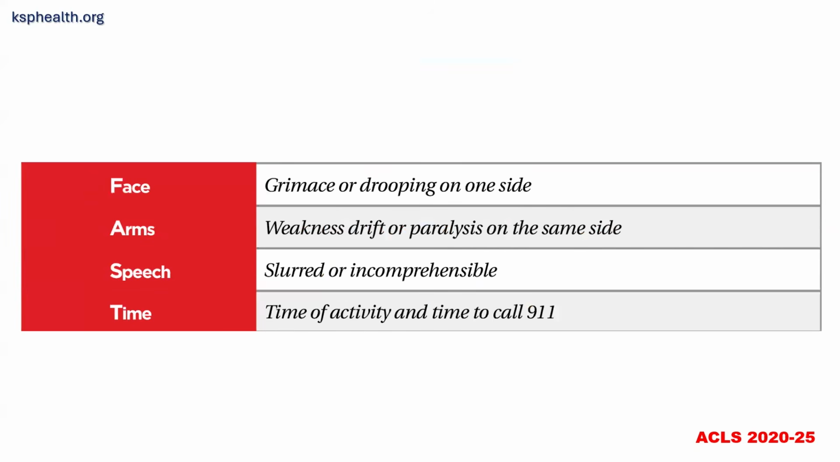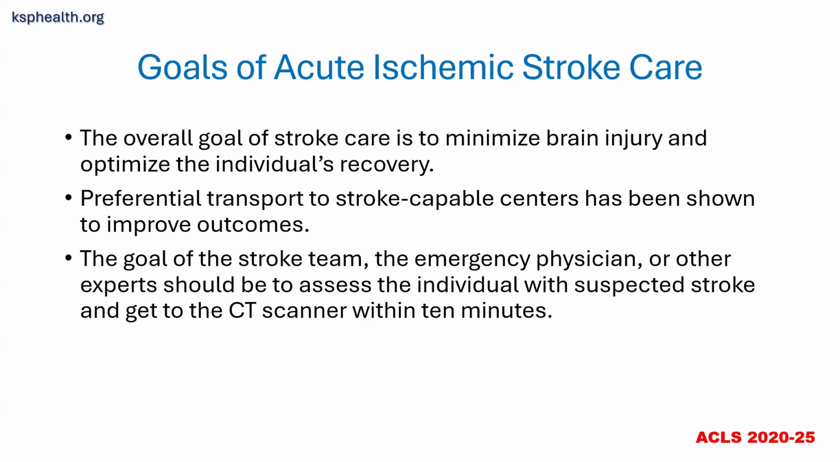So how to identify? It goes with the acronym FAST. Face, grimace or drooping on one side. Weakness, drift or paralysis on the same side. Slurred or incomprehensible speech. Time of activity, time to call 911. It's very important. When they saw the first event, that needs to be communicated to the receiving hospital.